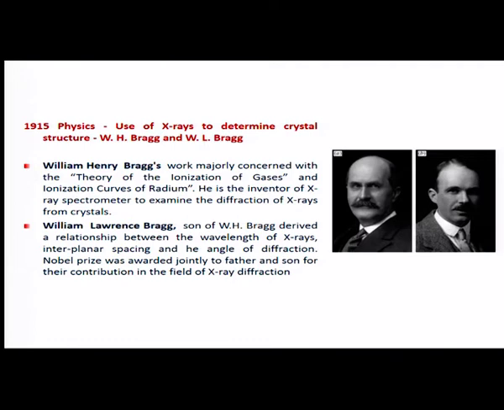Then if you look into 1915, the physics Nobel Prize was for how X-rays are used to determine crystal structure. This was given to Henry Bragg and Lawrence Bragg, the father and son, whose pictures are given here. Actually, when Max von Laue discovered that crystals diffract X-rays, he gave 3 equations called the Laue equations. When all the Laue equations are satisfied, he mentioned that we have a diffraction effect. But the father and son Braggs developed that and came out with a simple law called Bragg's law.